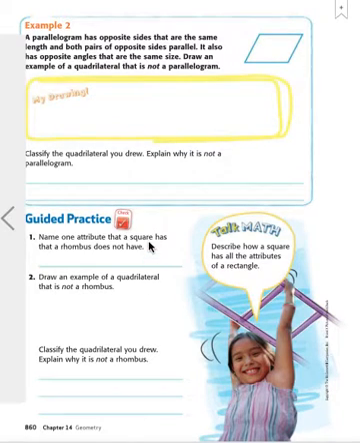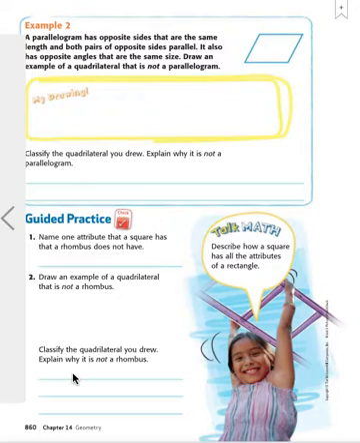Well, I know that from this question number 1. A square has 4 right angles and a rhombus doesn't. Now, I also could have drawn another figure. I could have drawn a rectangle, right? That would be an example of a quadrilateral, a figure with 4 sides that's not a rhombus.